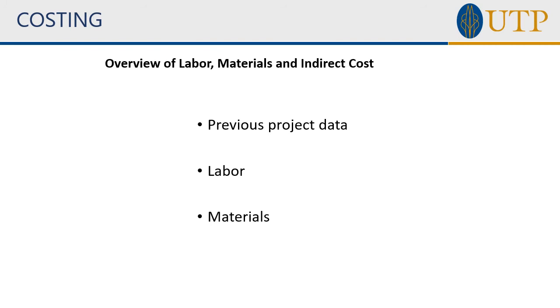For the next slide, it is about the overview of labor, materials and indirect costs. In order to make a good cost estimation and planning, it is estimated based on previous project data. It will cover all the costs, including the labor allowance and the material costs as well. By using the previous data, there will be a more accurate cost estimation for this project.